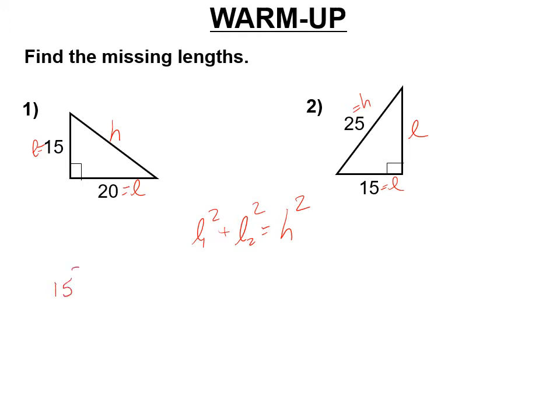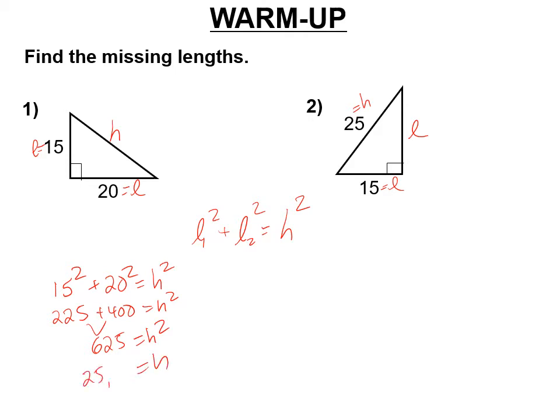So we're going 15 squared plus 20 squared equals, I'm going to use h for hypotenuse. 15 times 15, 225. 20 times 20, 400. And add those together, you get 625. 625 equals h squared. H could be 25 or negative 25 according to the math, but the length of a side, whether it's a hypotenuse or a leg, can only be positive. So we discard the negative solution.